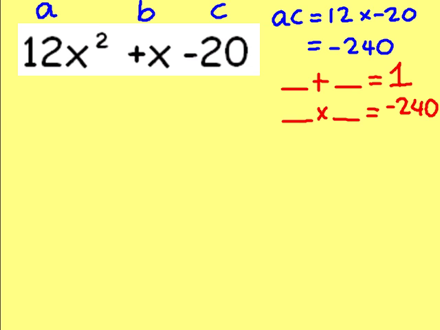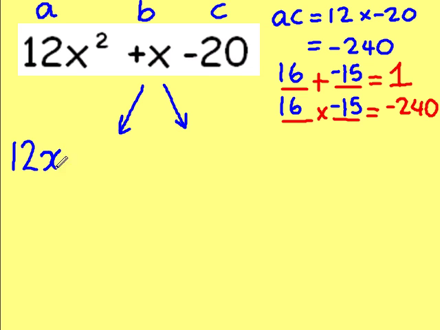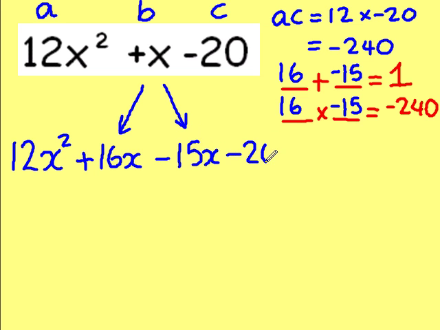The only pair of numbers that will do that will be 16 and minus 15. So factorising, I need to break the middle x into two components, starting from the front, 12x squared plus 16x minus 15x minus 20. Factorise the front two terms.